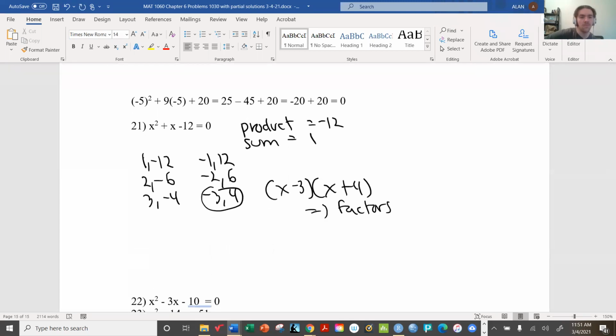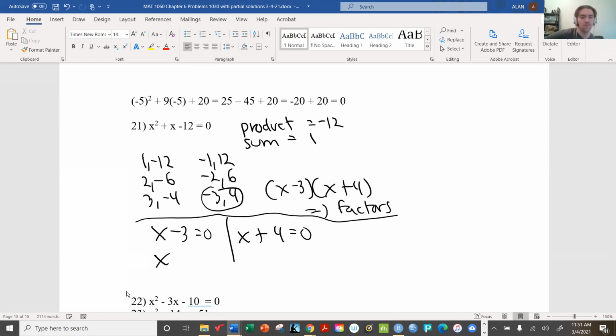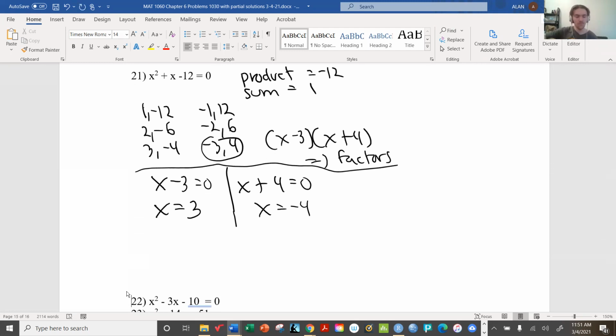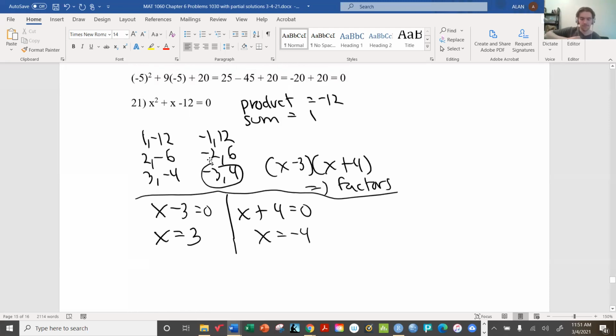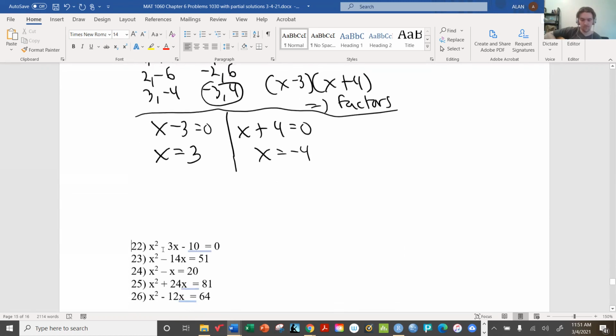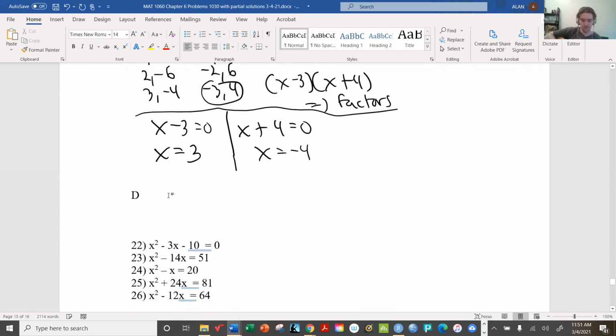All right, now, of course, we then want to solve. x equals 3, -4. And why not double check? It's good fun, isn't it? All right, so we'll double check whether or not x equals 3 works.